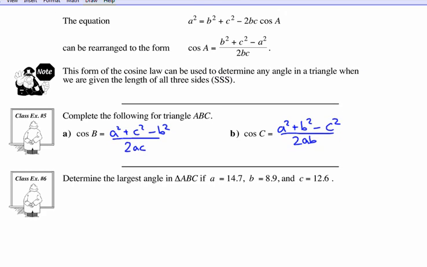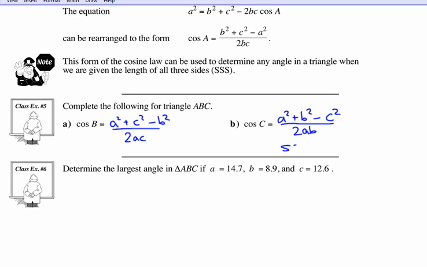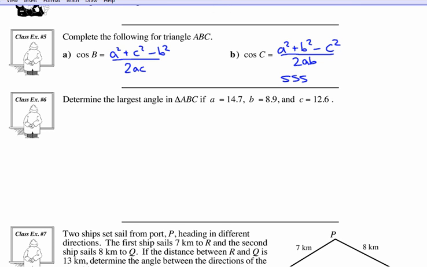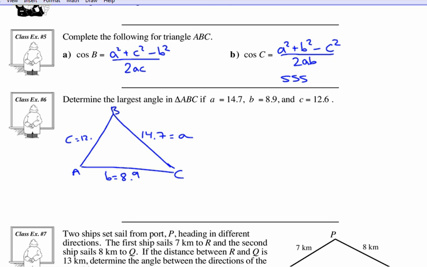And when would we use this? Well, when you know side, side, side, and you want to look for an angle. That's when we use the cosine law. So no angle is given, and you want to find an angle, and you know 3 sides. So triangle ABC, they tell us side a is 14.7, little a. They tell us little b is 8.9. As you can see, my diagram is not to scale. And little c is 12.6.